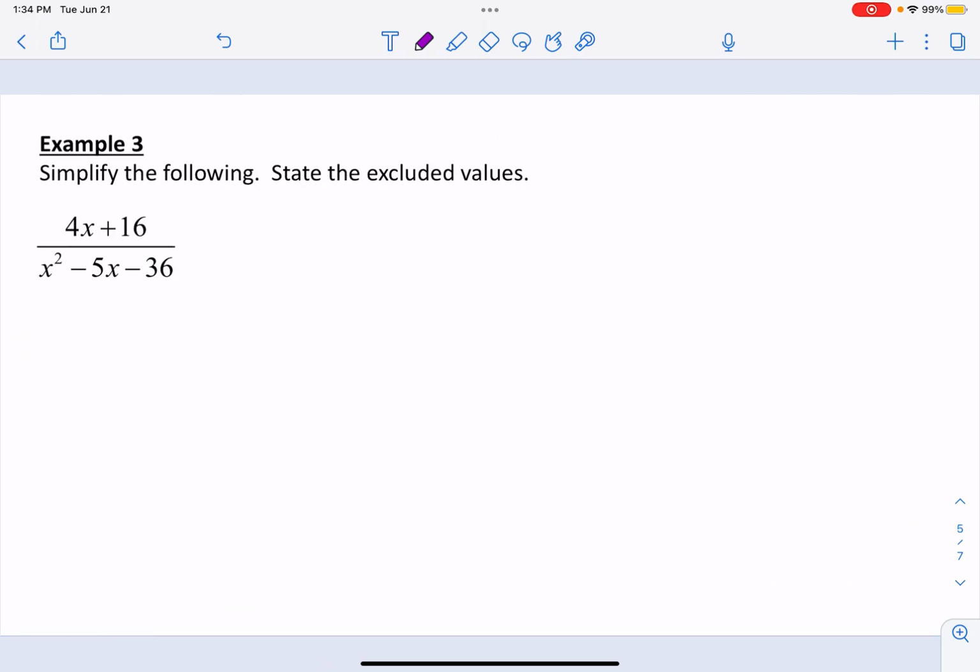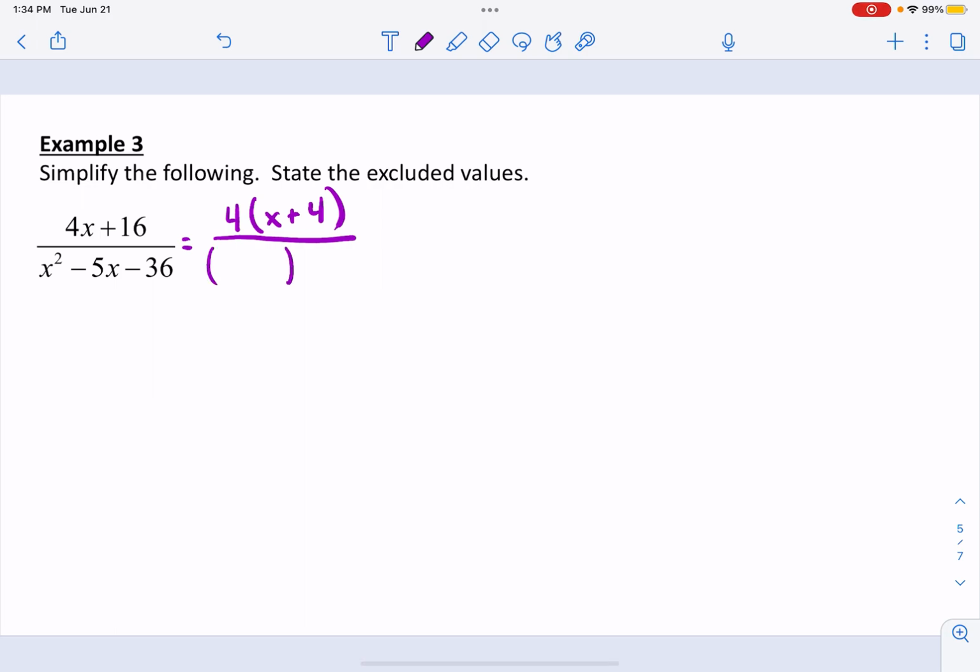Okay, simplify the following. Again, you have to factor everything. So I factor out a GCF on the top. If I factor out a 4 on the top, I'm left with an x plus 4. Now we have to think of things that multiply to be -36 and add to be a positive 5. One of the things that my teacher said when I was learning this in high school is to look for something that you might have a factor on the top. I have an x plus 4 on the top. Maybe x plus 4 is a factor on the bottom.